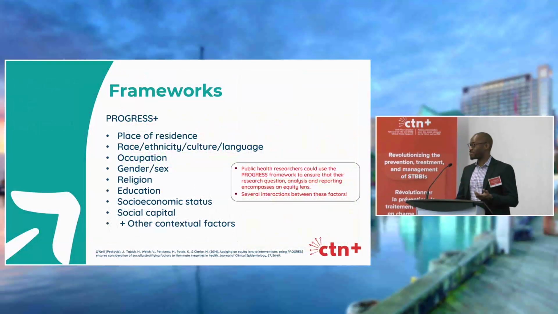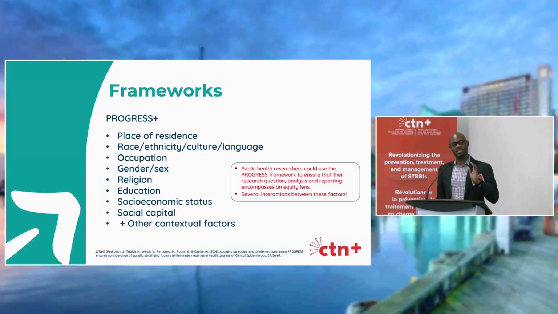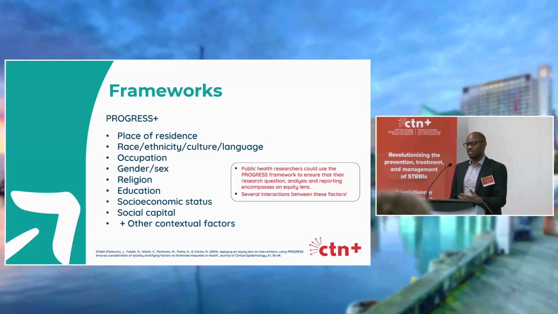So in terms of frameworks, there is Progress Plus, the first one I'll talk about. It's really nice. Many people like it because it's straightforward. It describes issues of EDI as variables. And these are all variables that we can capture if they are relevant to our research. It includes place of residence, race, ethnicity, culture, language, occupation, gender, sex, religion, education, socioeconomic status, social capital, and then they have plus, which is the beauty of this, because plus is anything else which may come up as a source of inequity. So this framework is really, really nice and encompassing.